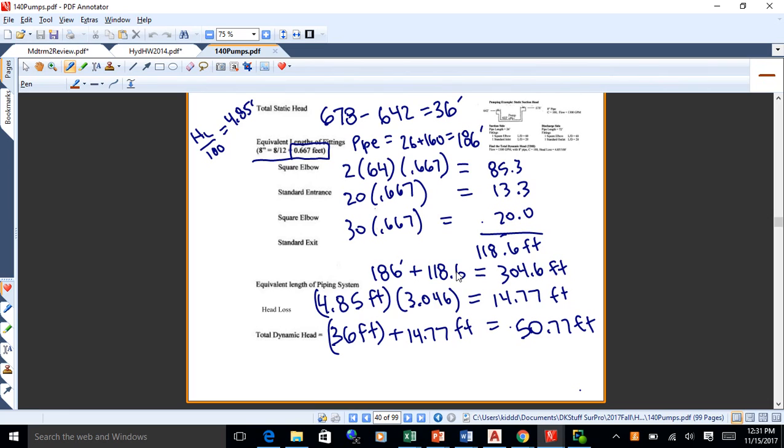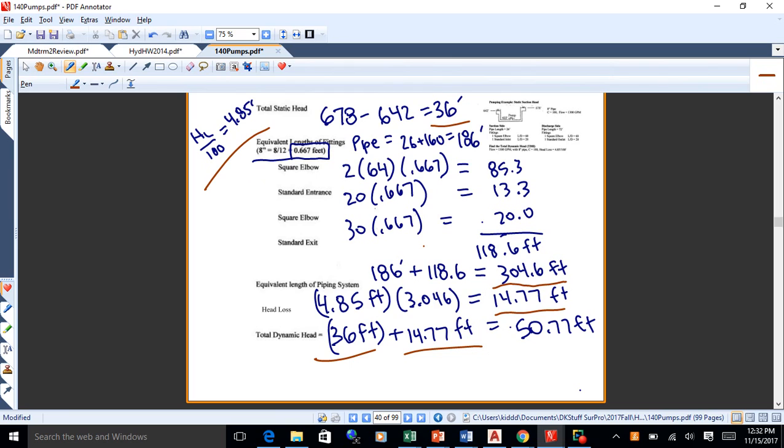I've also got 186 feet of pipe. So the head loss through that system will equal the same head loss you'd have in 304.6 feet of pipe. Then I multiply by the head loss per 100 for C100 8-inch pipe, and I get the head loss. Then I just add that to the total static head, the 36 feet.